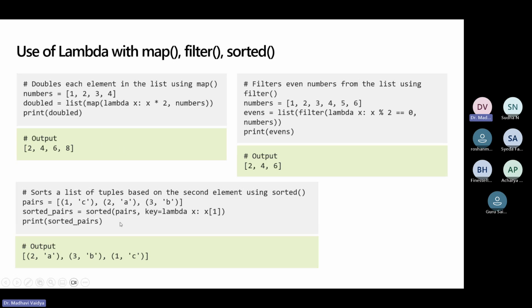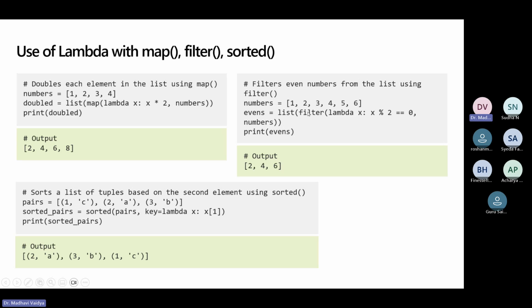Okay, if I want to sort a list of tuples based on the second element using sorted. Okay, so sorted pairs, comma, key equal to lambda. We want to do it from the first element. First means this is 0, this first, this second. Okay, so we want to do sorting, no? So it won't go to 1 again. It would give 2, A, 3, B, because it is in ascending manner. By default, sorting is always in ascending manner. Okay, and then 1, C.